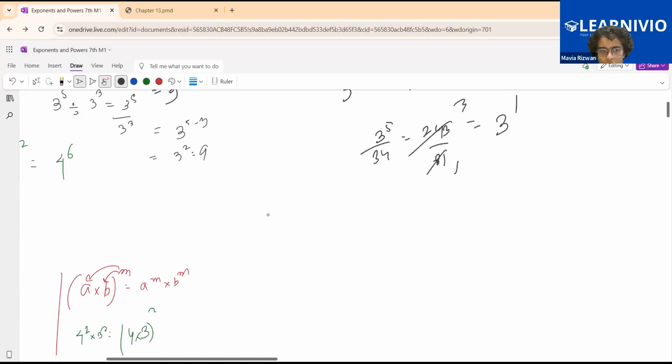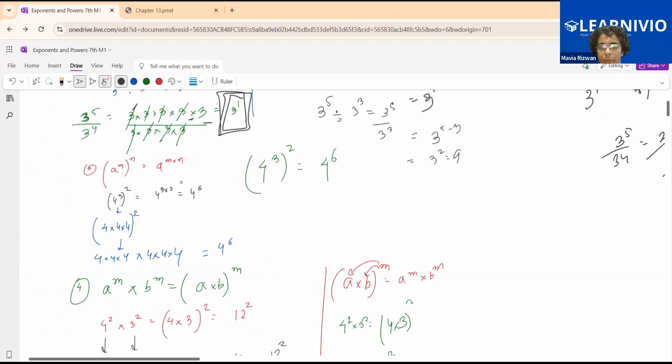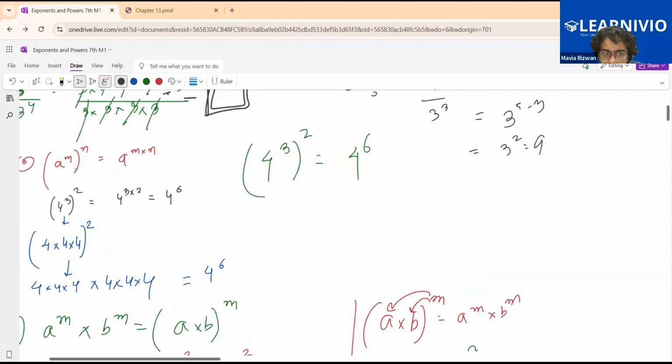Now the next one was power on a power. So let's say I have a power on a power: 4 raised to the power 3 whole raised to the power 2. In this case, the powers would multiply. So 3 into 2, that is 6.